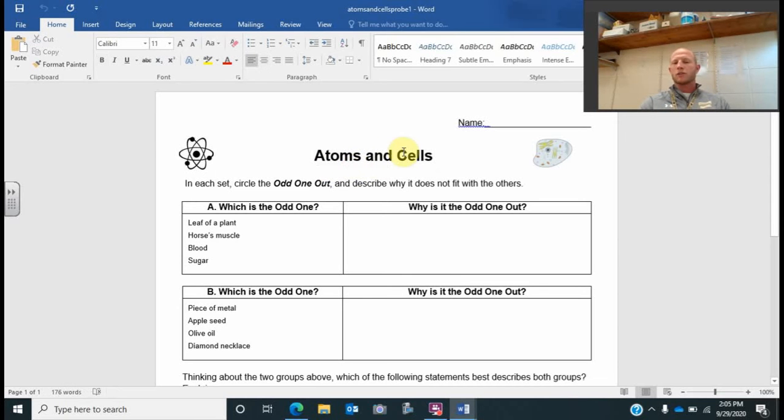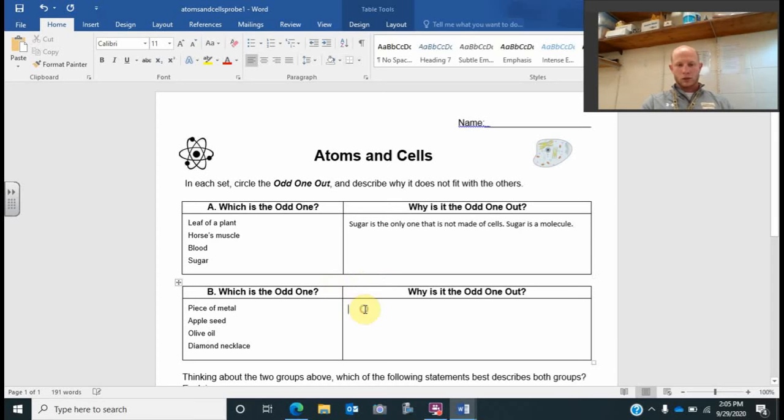So this is about atoms and cells, and really it's about the organization of life and trying to differentiate between living things and non-living things. If I look at the leaf of a plant, horse's muscle, blood, and sugar, sugar would be our odd one out. Why would sugar be the odd one out? Well, sugar is the only one that is not made of cells. Sugar is a molecule. So that's why sugar is the odd one out.